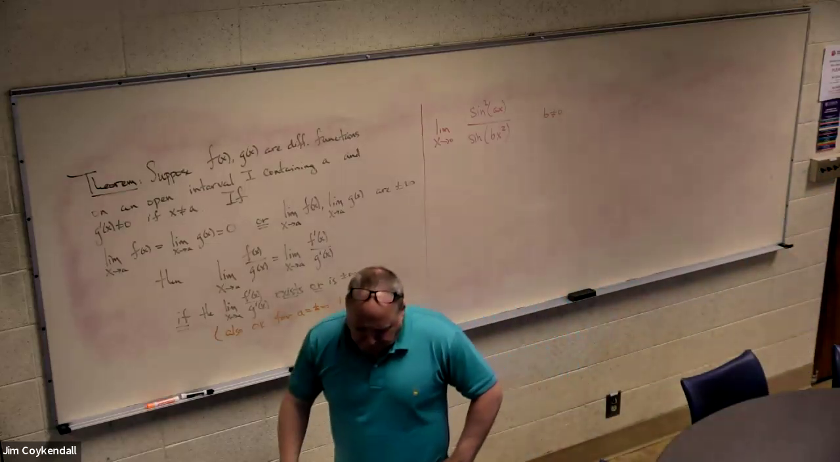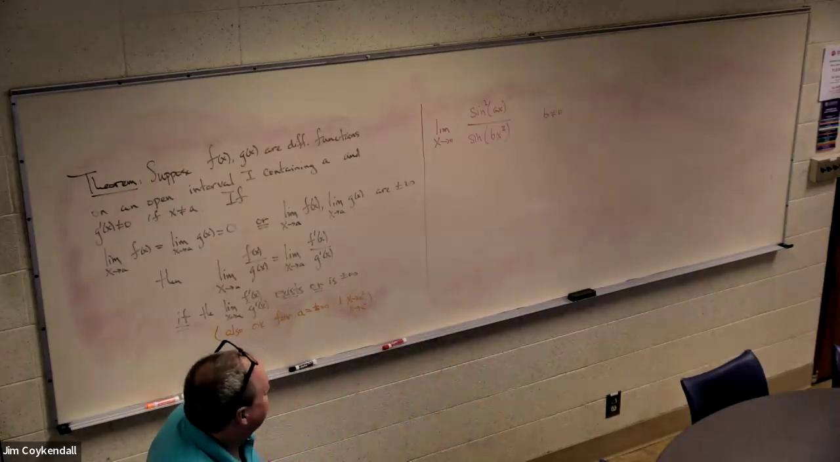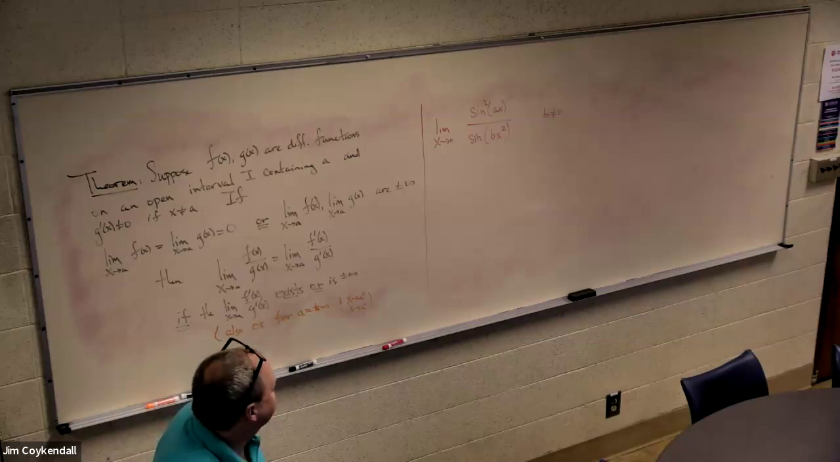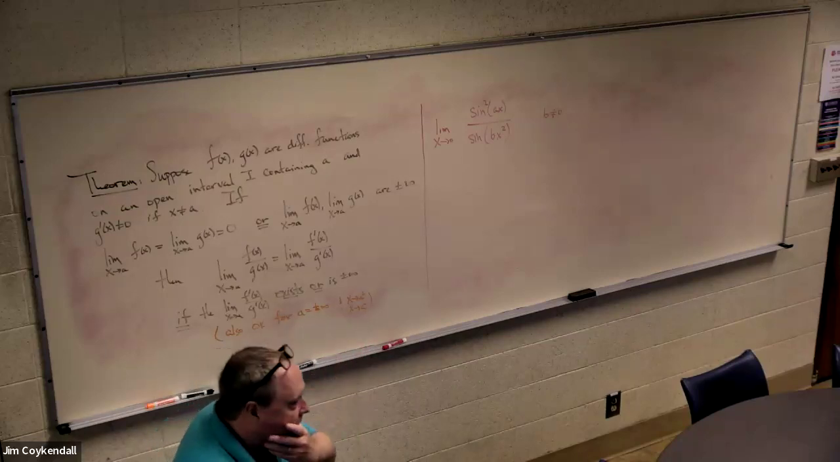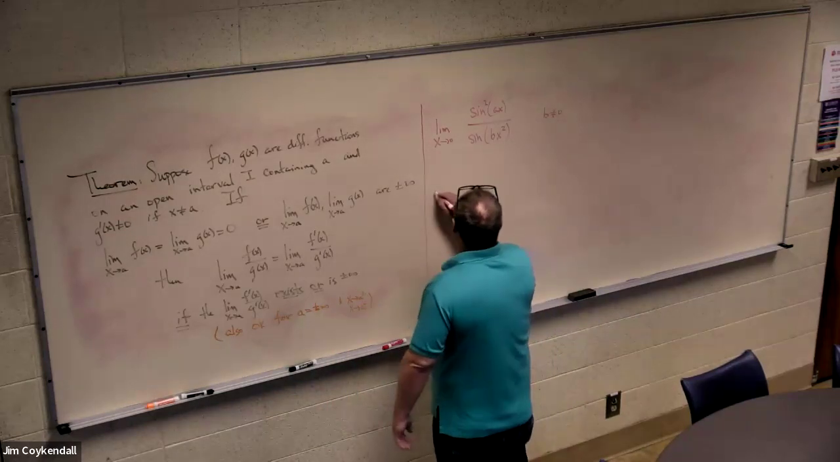Okay. What happens if you're a bonehead and plug in? What do you get on the top? You get sine squared of 0, which is 0, and on the bottom, you get sine of 0, which is 0. This sounds like a job for L'Hopital's rule, derivative of the top over the bottom. So let's see.